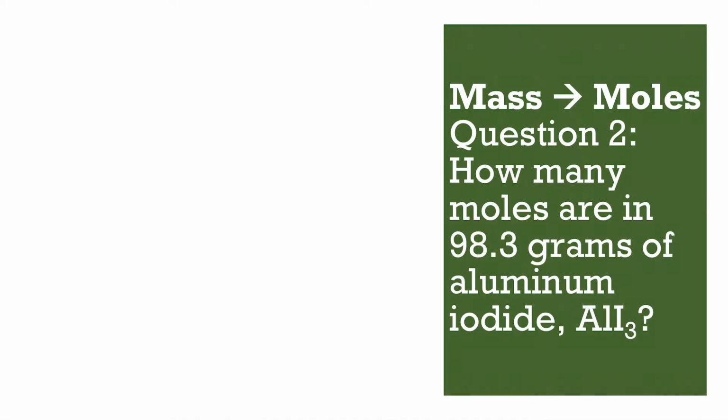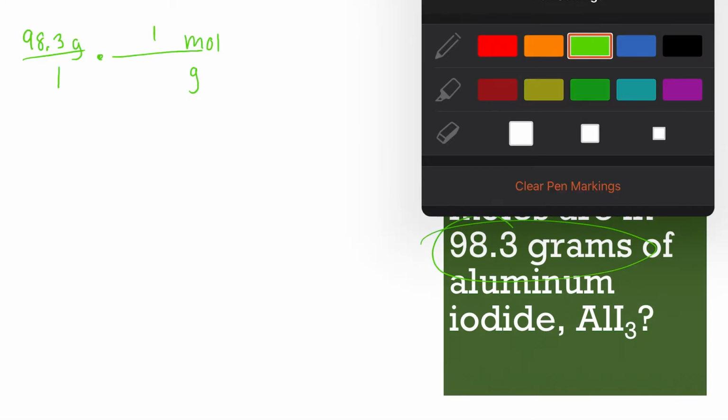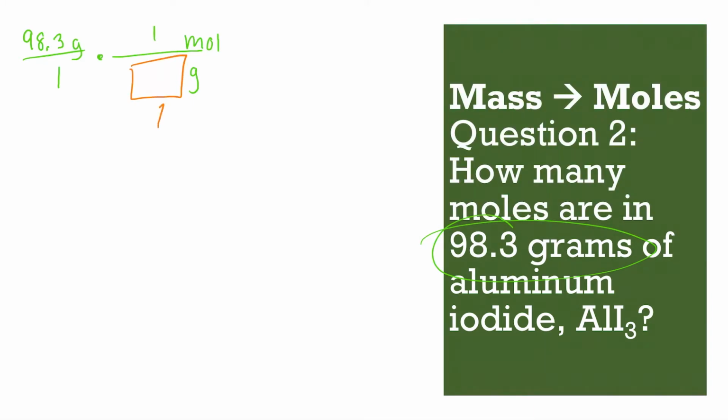Okay, number 2, how many moles are in 98.3 grams of aluminum iodide? So our given is right here, 98.3 grams, that you're given over 1. You want grams to cancel, so it goes on the bottom. We're looking for moles, that goes on top, with a little 1. So right here, in that orange box, should be the molar mass of aluminum iodide, which is AlI3, not given in the question, so we have to figure that out, making you guys do a little bit more work.